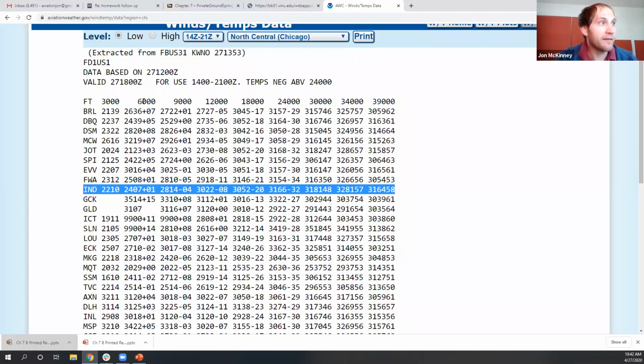At 6,000 feet MSL, where my mouse is hovering, we anticipate around the Indianapolis area the wind to be 240 at 7 knots, and the temperature +1 Celsius. So again, it's still southwesterly, possibly getting a little more westerly. And now we're getting temperature information.